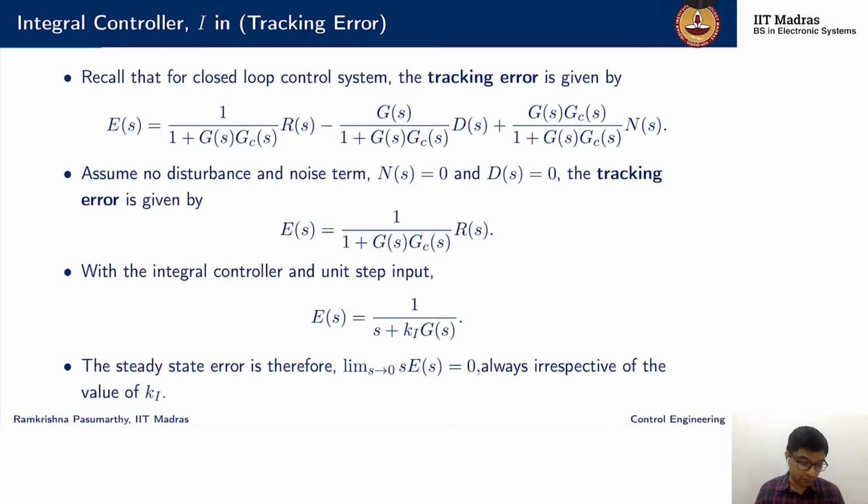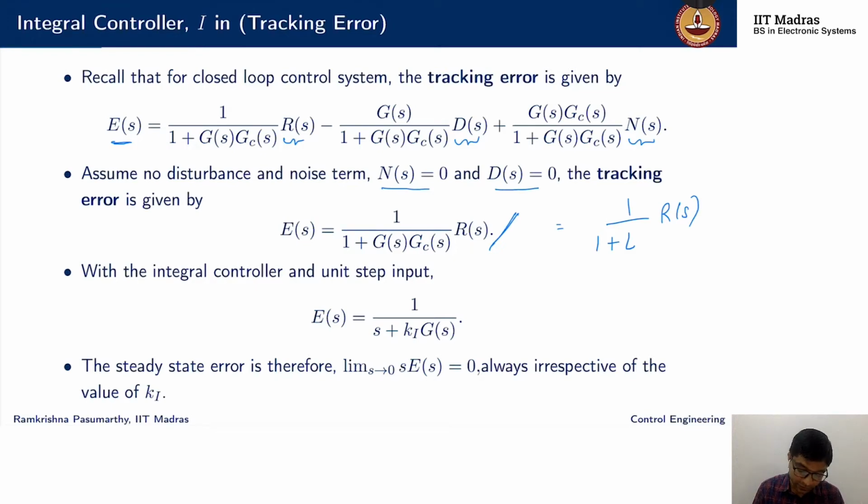Recall that for a closed loop system, the tracking error is the error due to the reference, the error due to the disturbance, and the error also because of the noise. Assume now that I do not have any disturbance and noise term, that is, n of s equal to 0 and d of s equal to 0. The tracking error because of the reference becomes just this. We also call this 1 over 1 plus L times R of S.